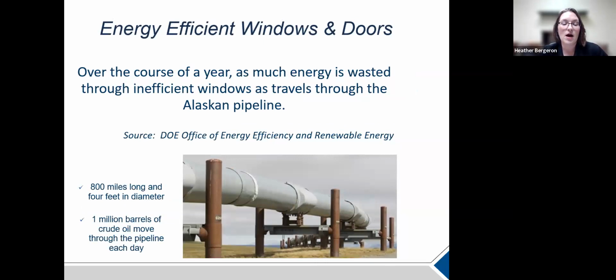Here's an example from the DOE Office of Energy Efficiency and Renewable Energy. Over the course of a year, as much energy is wasted through inefficient windows as travels through the Alaskan pipeline. Here's an example of the Alaskan pipeline. It's 800 miles long and 4 feet in diameter. There's 1 million barrels of crude oil that moves through this pipeline each day. So there's a lot of energy going through this pipeline, and therefore we don't want any energy being wasted.